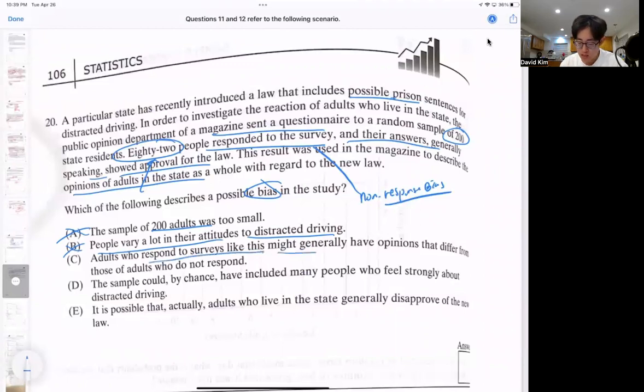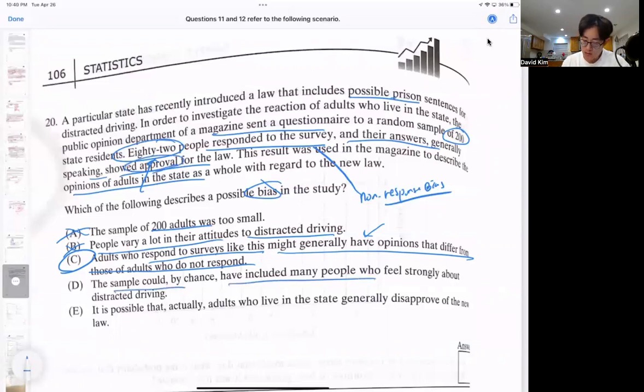Adults who respond to a survey like this might generally have opinions that differ from those adults who do not respond. That is true. If you're very active in having this law passed, you'll be more vocal about it, and then you actually respond to a survey, versus these 118 people who simply do not care. So they actually have opinions, and that's why generally they showed approval for the law.